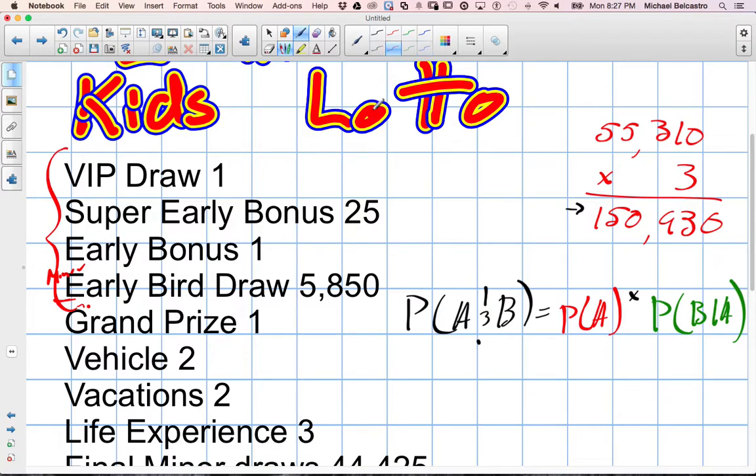Okay, so we want to know the probability of you winning one of the vehicles. We'll call this probability A. And you win a wonderful vacation package. Oh, that's a B. So you win a wonderful vacation package on top, so you can drive to your vacation in a new vehicle. So these are going to be events A and B.